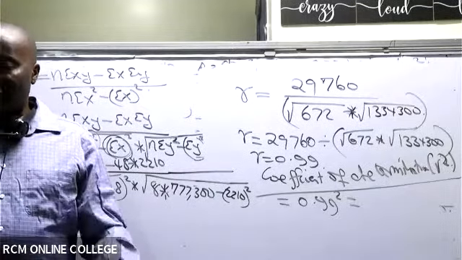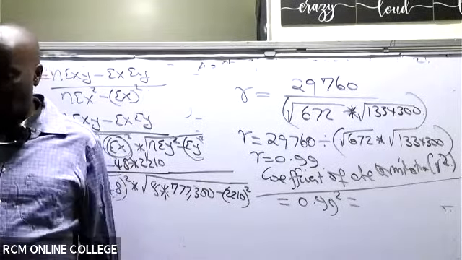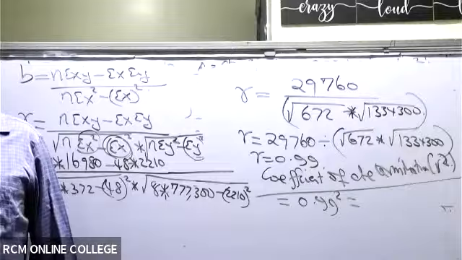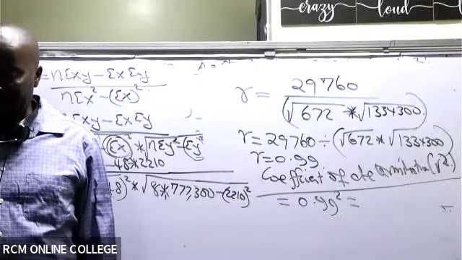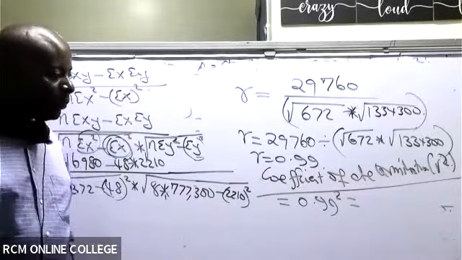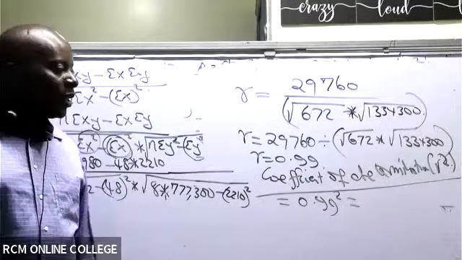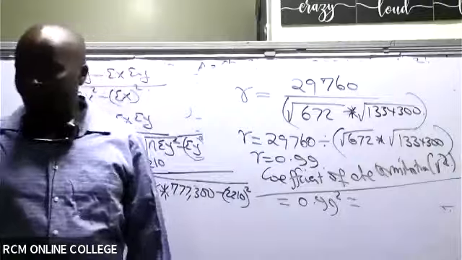I always prefer 4 decimal places, but even this one, because you're finishing, we're just good to go. So 0.99 squared will end up giving us 0.8 something, or 0.9 something. That is the coefficient of determination. You take R, you square.